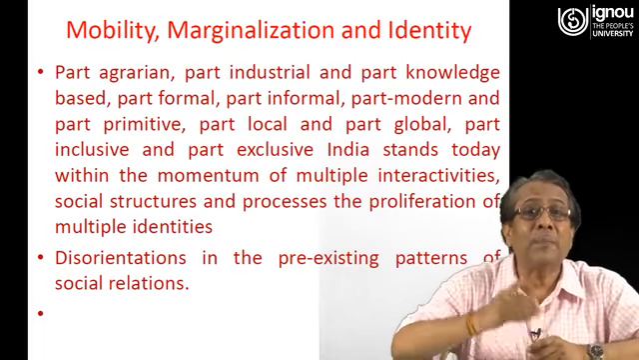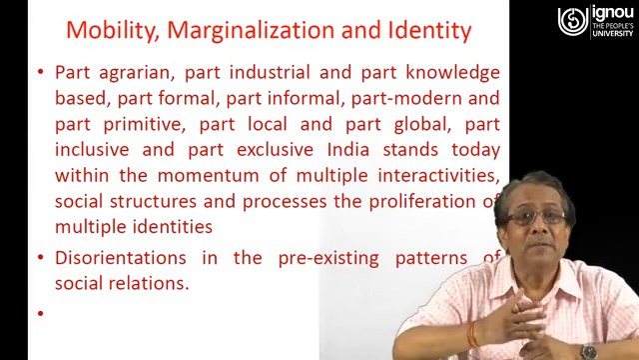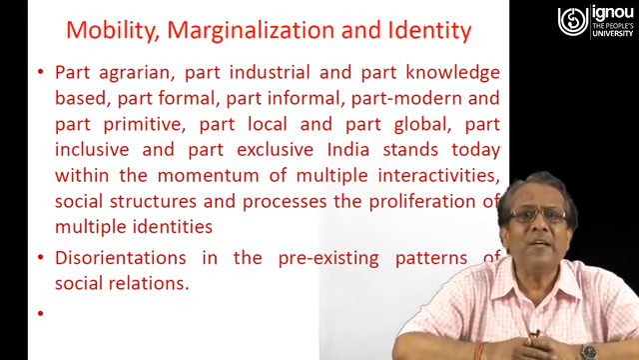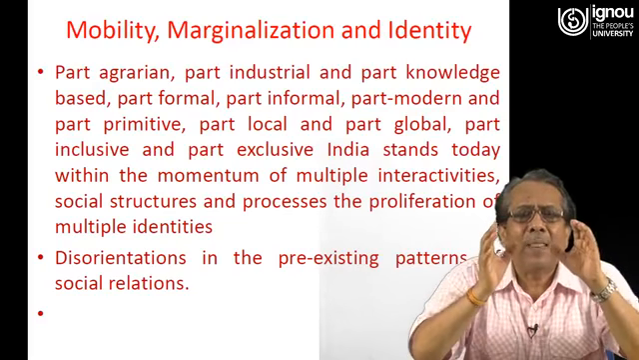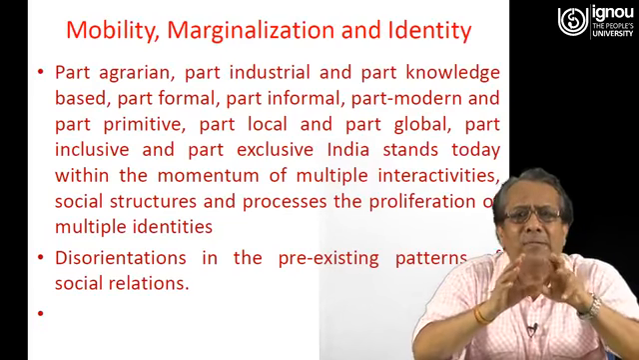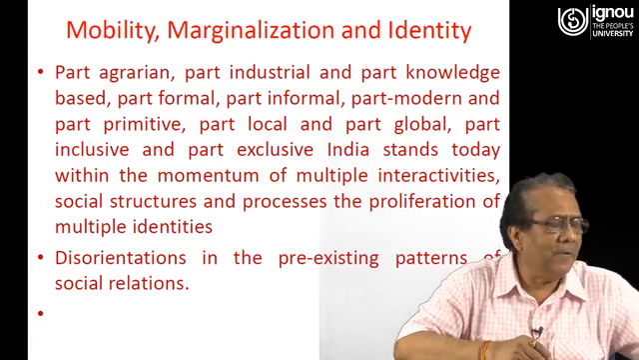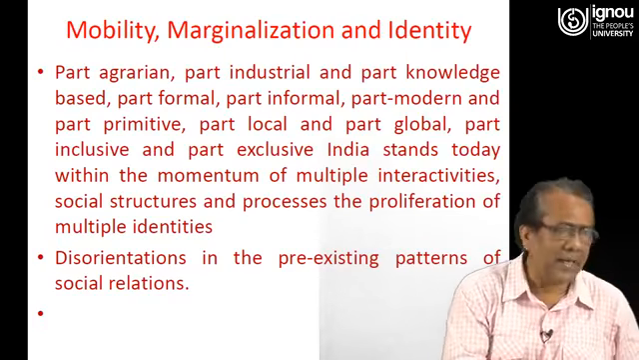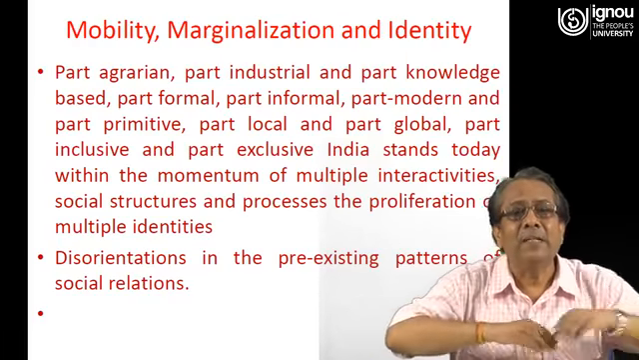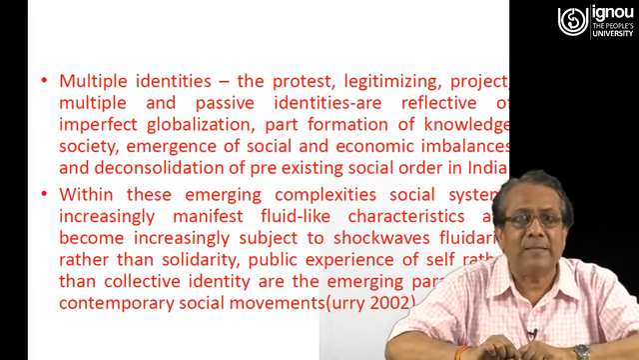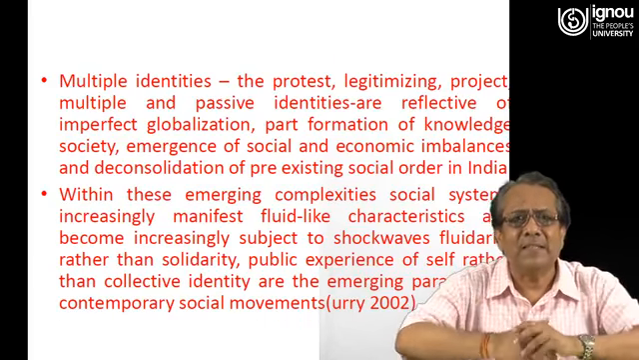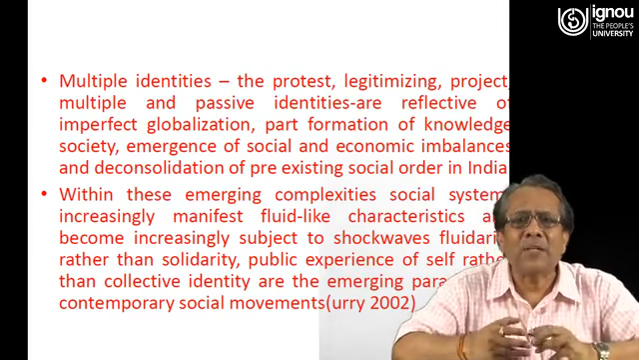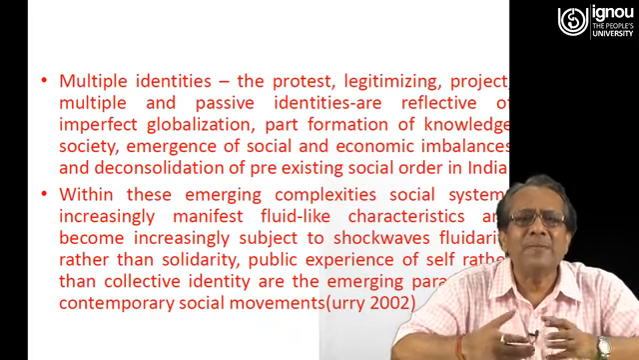So this society has evolved to be part formal, part informal, part modern, part primitive. It is part local, part global, part inclusive, part exclusive. India now stands in a process of multiple interactivity. This multiple interactivity has produced a variety of social interactions, and that is redefining our social relationships in society. These multiple identities are also creating a culture of new kinds of protest, new kinds of legitimizing, and new kinds of passivity in society.